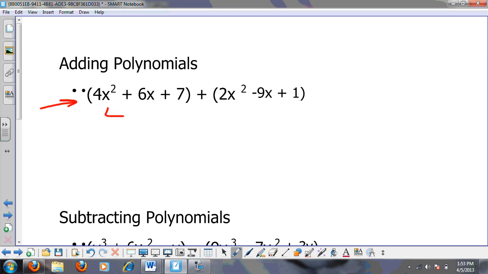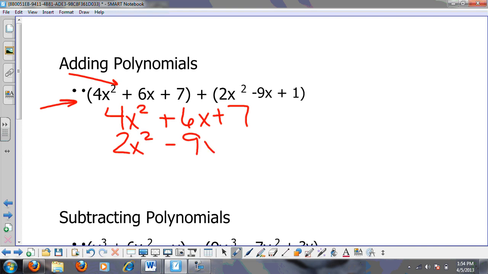So I have 4x squared plus 6x plus 7. And when I say line them up, I want to make sure that my terms line up together. In other words, if I have another x squared, it should be under my 4x squared. And usually when we write polynomials, we write them from the highest degree down to the lowest degree. So I have 2x squared minus 9x plus 1.